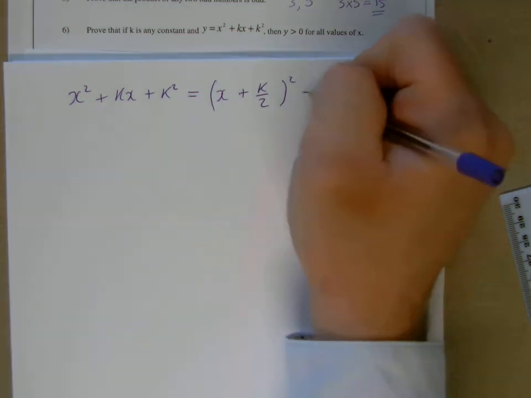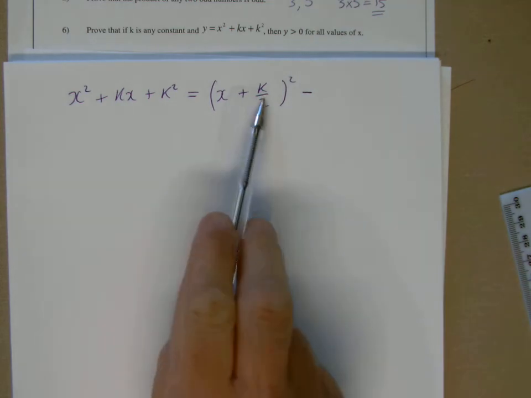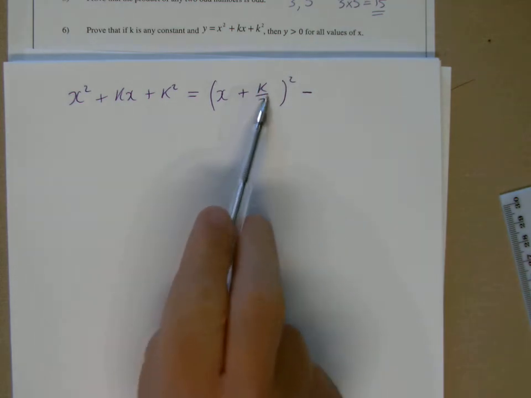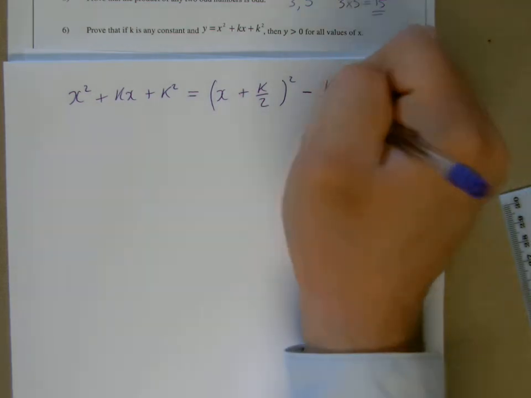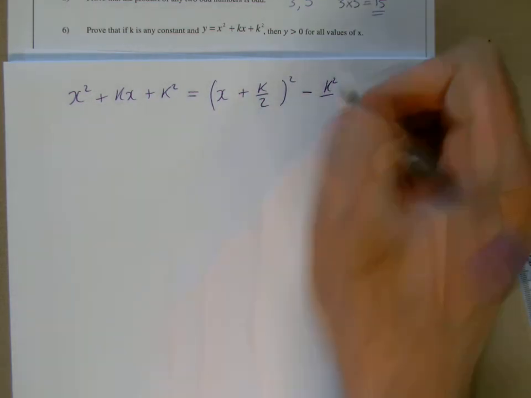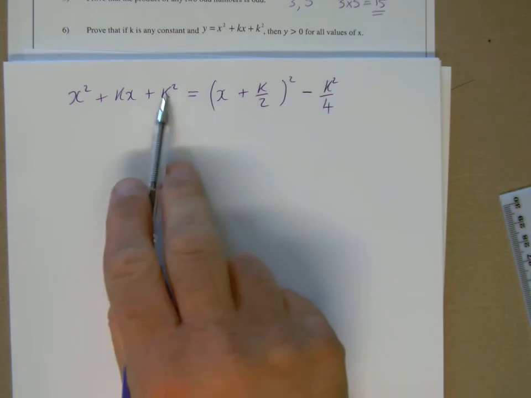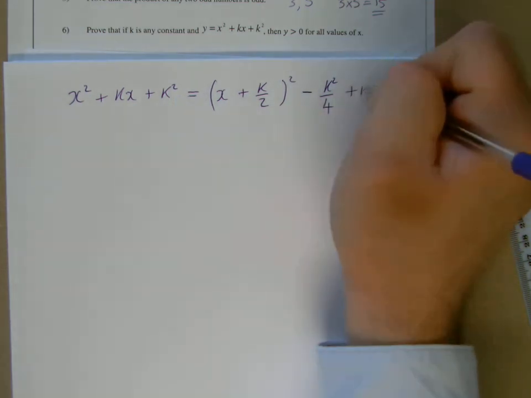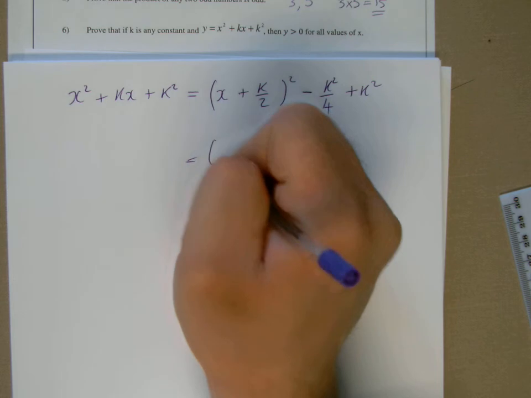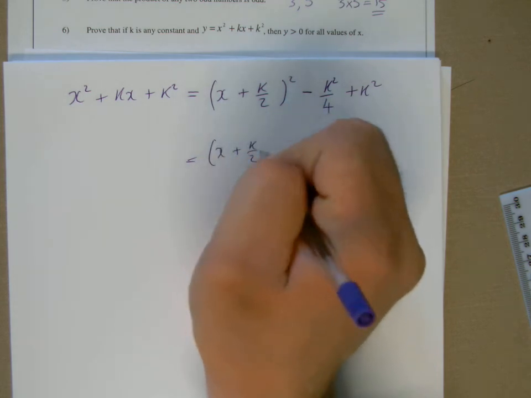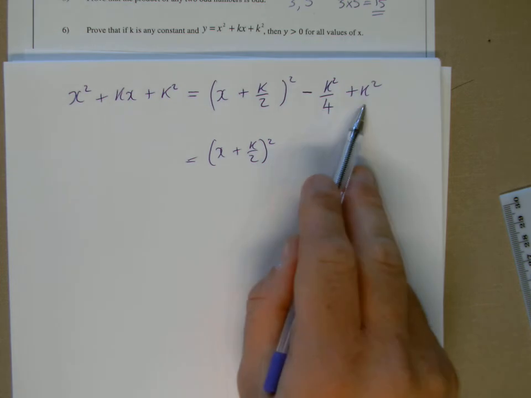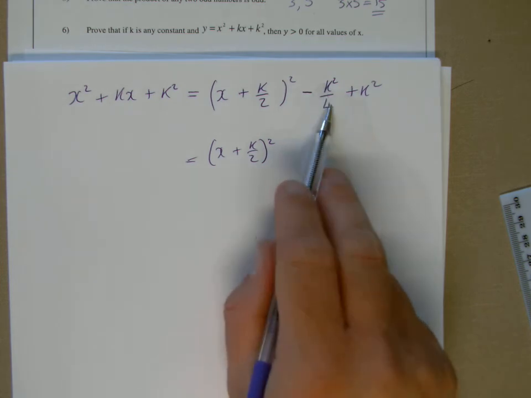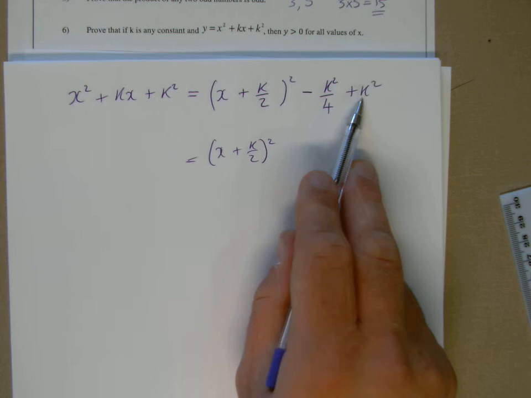And remember then, you always take away the square of this. Now when I square a fraction, it's simple because you just square the top, so you get k squared, and you square the bottom. 2 squared is 4. And then don't forget you've got to add on k squared. Now this becomes x plus k over 2 all squared, and then minus k squared over 4 plus k squared.